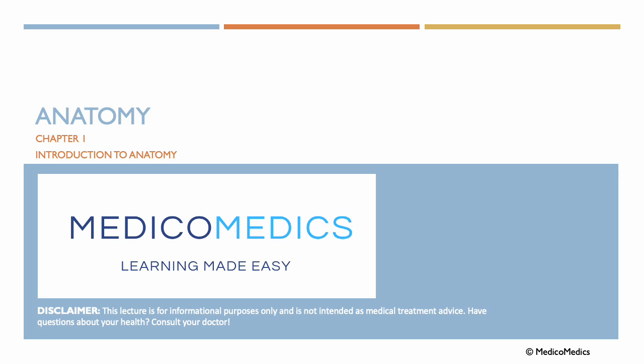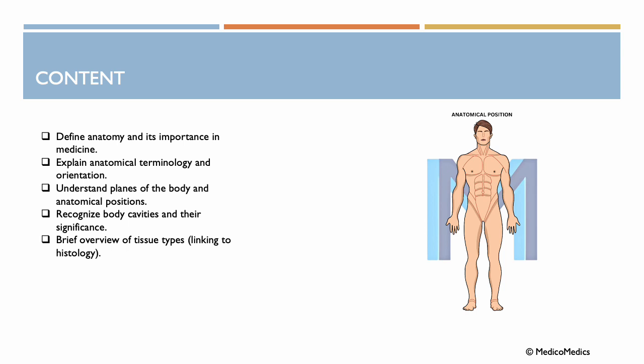Anatomy, Chapter 1, Introduction to Anatomy. So in this lecture, we will define anatomy and its importance in medicine. We will explain anatomical terminology and orientate ourselves. Understand planes of the body and anatomical positions. We will go through recognizing body cavities and their significance, and end with a brief overview of tissue types.